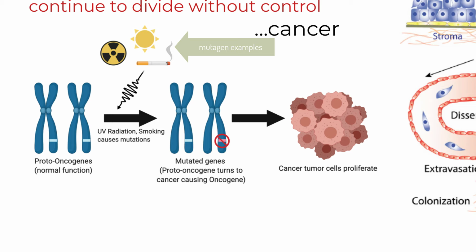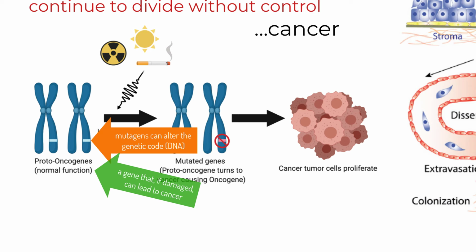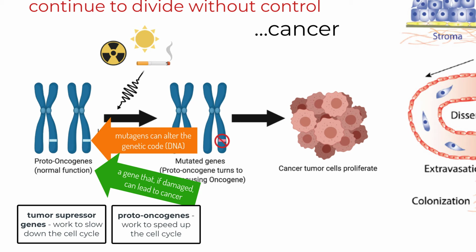An oncogene is a specific gene within the human genome that has the potential to cause cancer. The two main categories of these genes are tumor suppressor genes and proto-oncogenes. Tumor suppressor genes help slow down the cell cycle and stop it if necessary, while proto-oncogenes help stimulate the cell cycle and help the cell move to the next stage. You can see how these two genes work together to keep the cycle regulated, as one speeds up the process while the other slows it down.